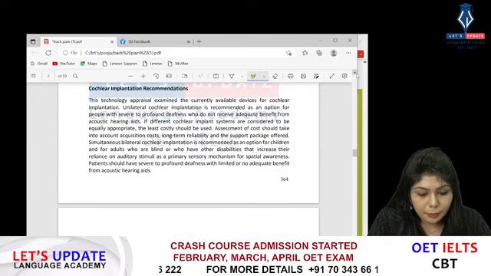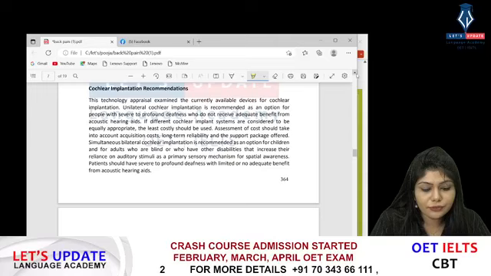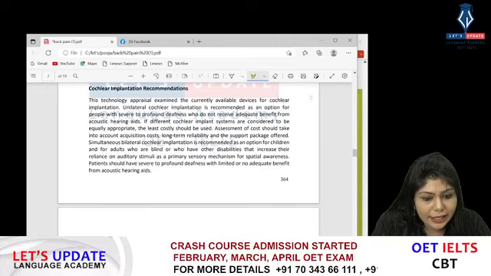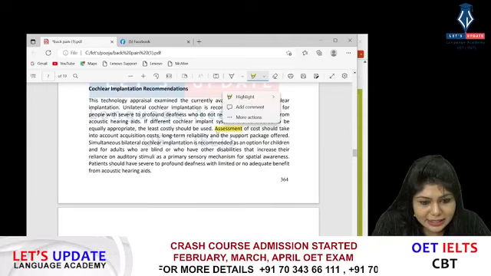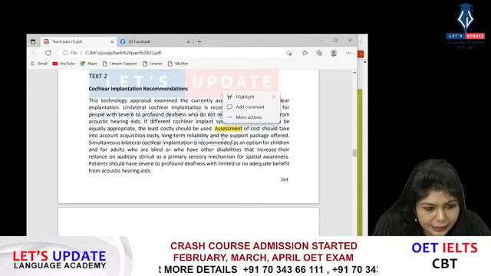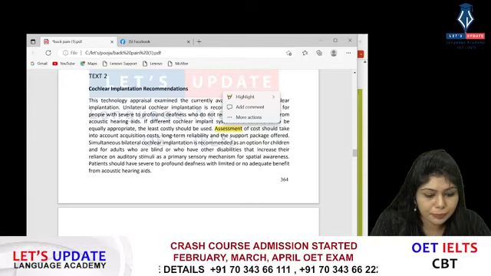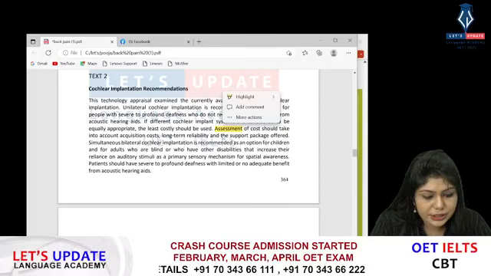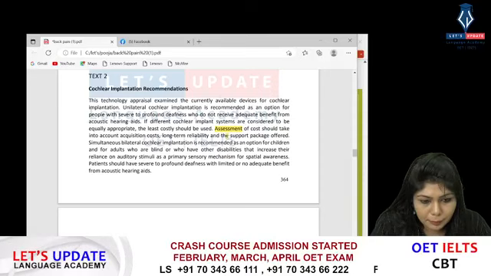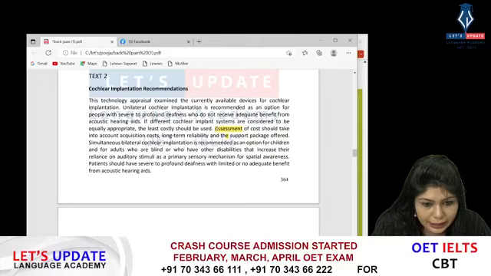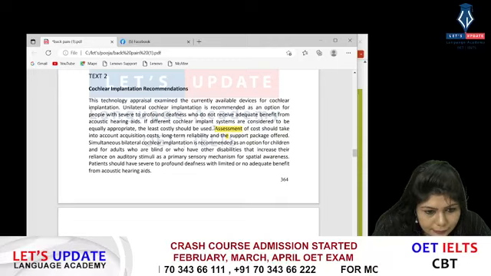Regarding the value for money, that is actually mentioned here. That means assessment of cost should take into account acquisition cost, long-term reliability, and the support package offered. So something about the cost and the value for money, that is important and that is mentioned here.